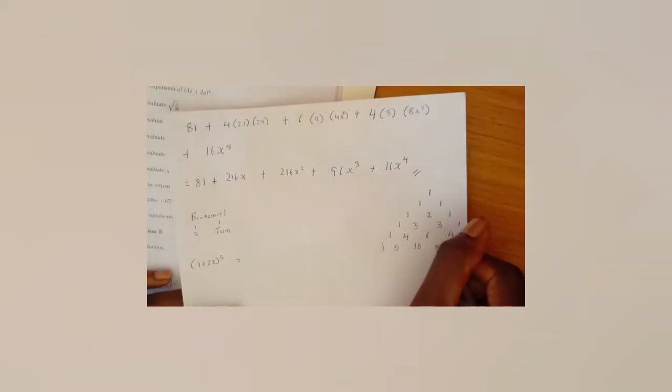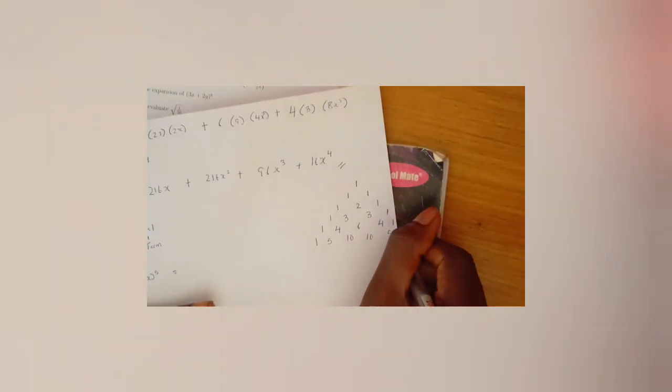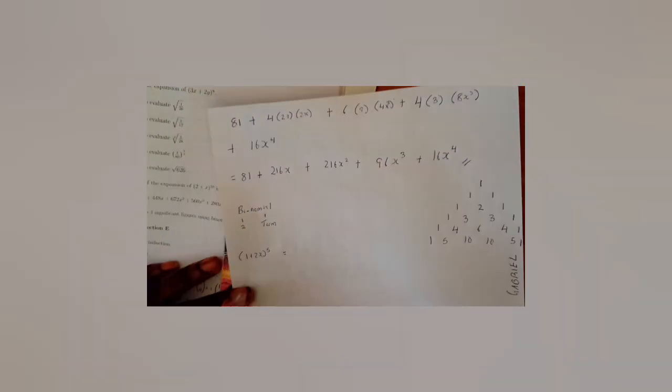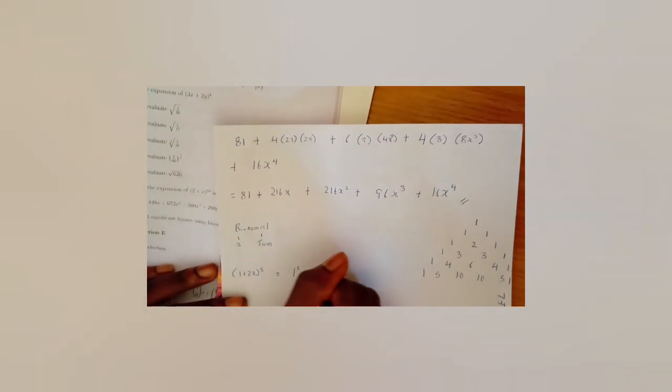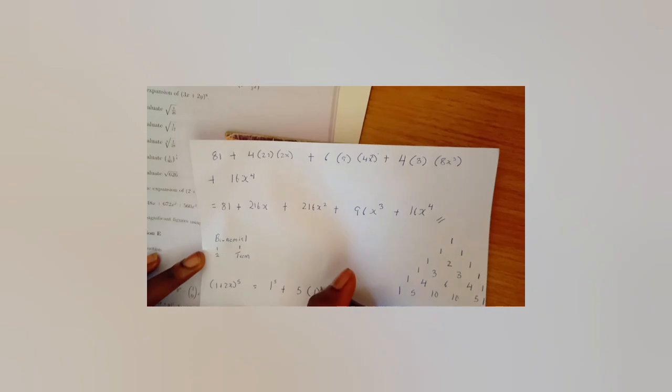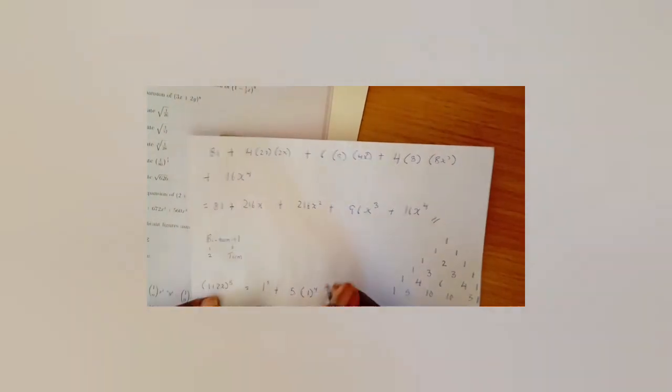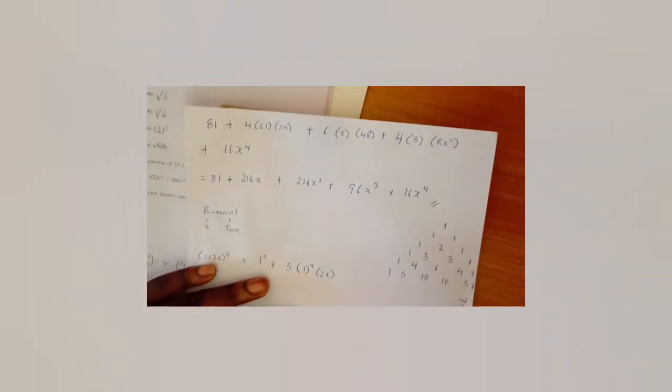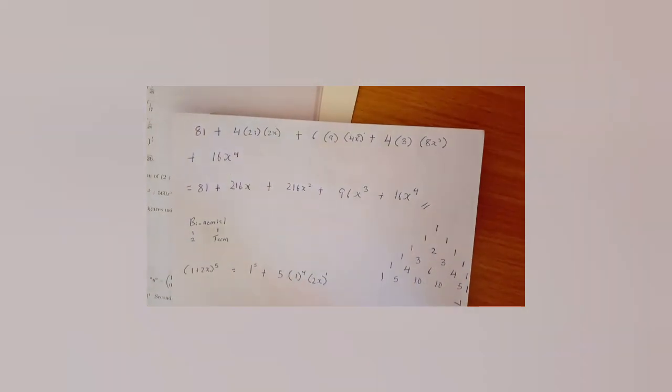Okay, no, that's 1, 5, 10, 10, 5, and 1. So this is what we are using. So (1 + 2x) is raised to the power of 5. The first one is 1, we just have 1 raised to the power of 5. What is the second coefficient? 5. So we have 5 into brackets 1 raised to the power of 4, most definitely going to decrease, and 2x raised to the power of 1, increasing.